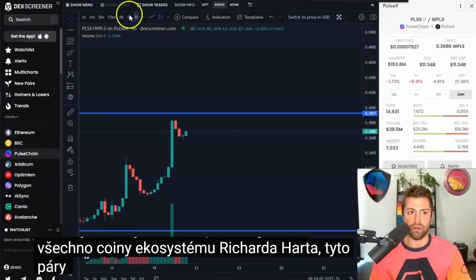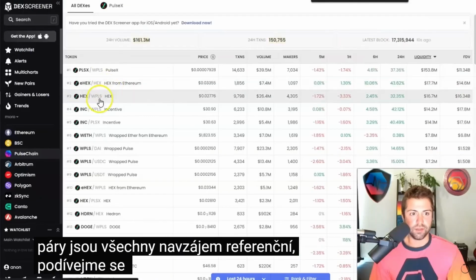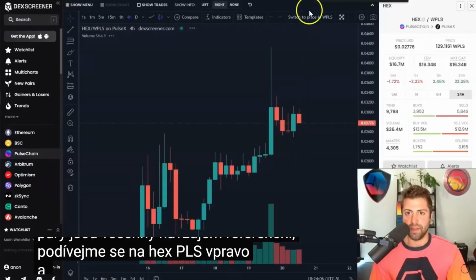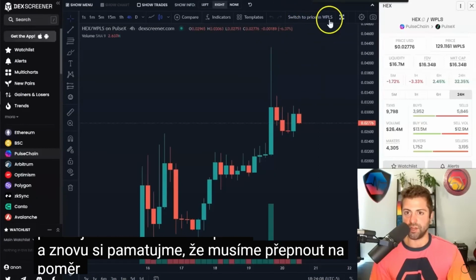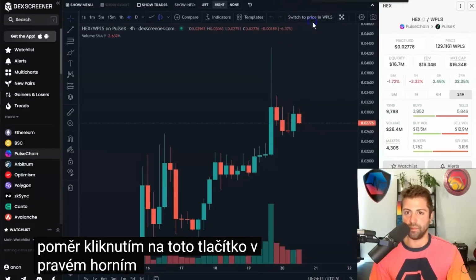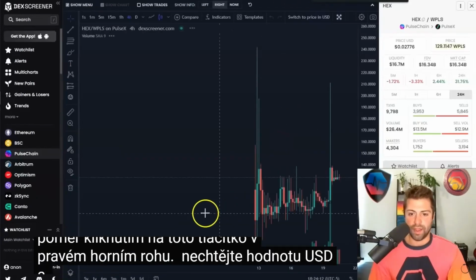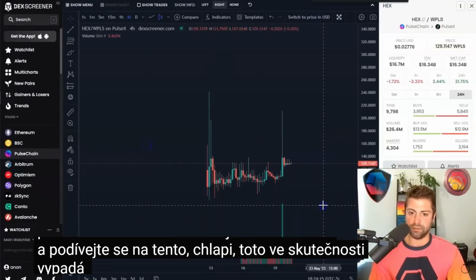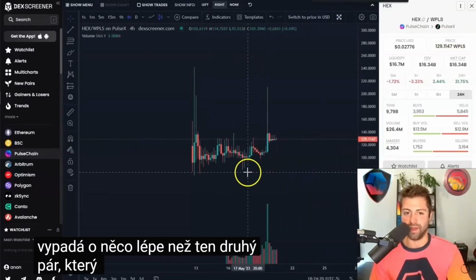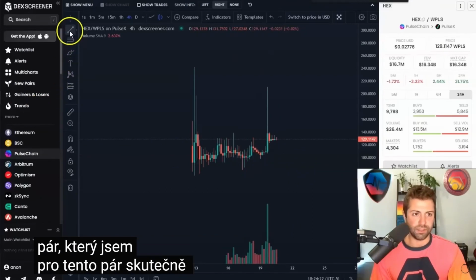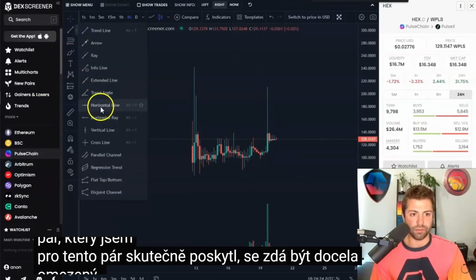Like, these pairs are all self-referential to each other. Let's take a look at HEX PLS, right? And again, remember, we have to switch to the ratio by clicking this button in the top right. We don't want the USD value. And look at this one, guys. This actually looks a little bit better than the other pair that I actually provided liquidity for. This one seems to be pretty range bound right now.